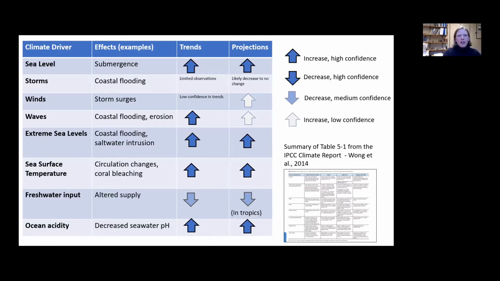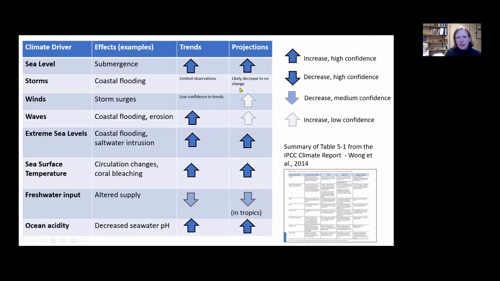So for sea level, there is high confidence that the trends of sea level are increasing and that it's projected to keep increasing. So that's how we read across this table. The next major driver here is storms. And the effect of storms is coastal flooding.